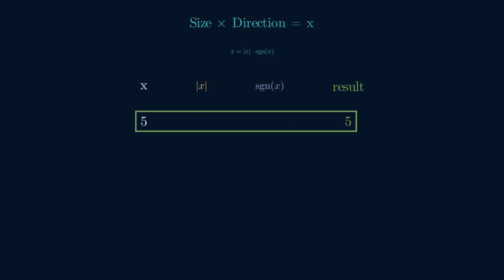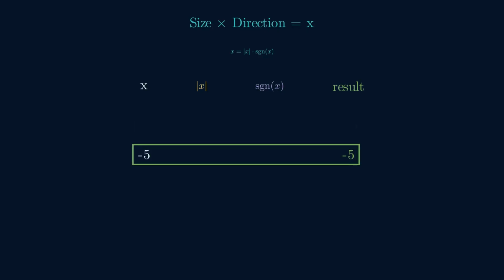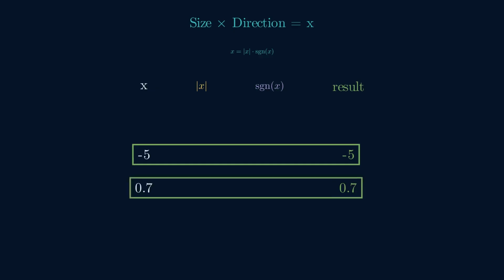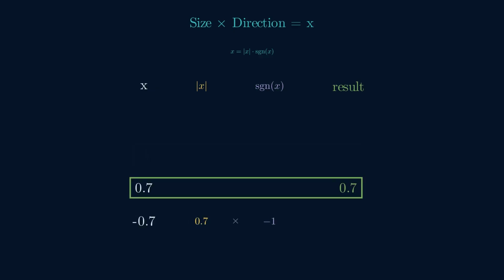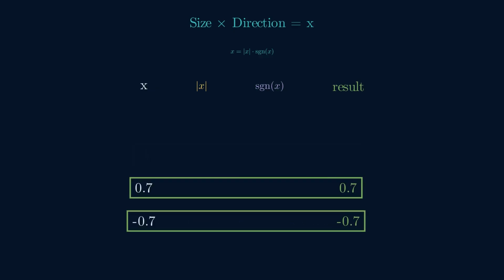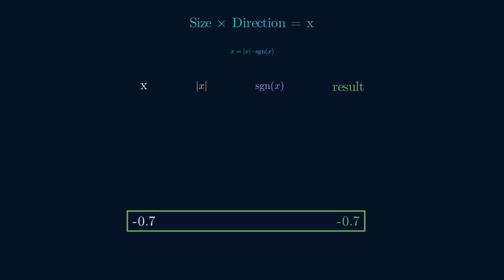For every real x, try 5, 5 times 1, 5. Negative 5, 5 times negative 1, negative 5. 0.7, negative 0.7, same deal every time. Size times direction rebuilds the original number. It's a genuinely nice sanity check. Now back to that staircase.